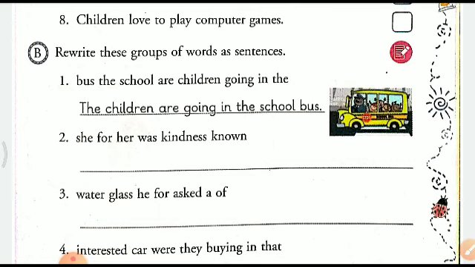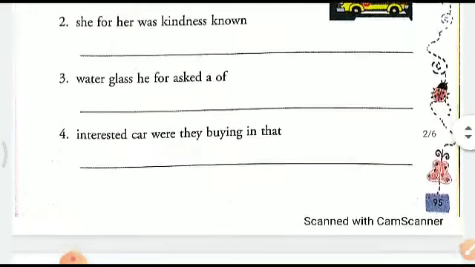Water glass he for asked of a. Now here there is a pronoun which is he. So we can begin the sentence with he. He, then verb, asked. He asked for a glass of water. He asked for a glass of water. Right, children? Okay, now we come to the fourth one.